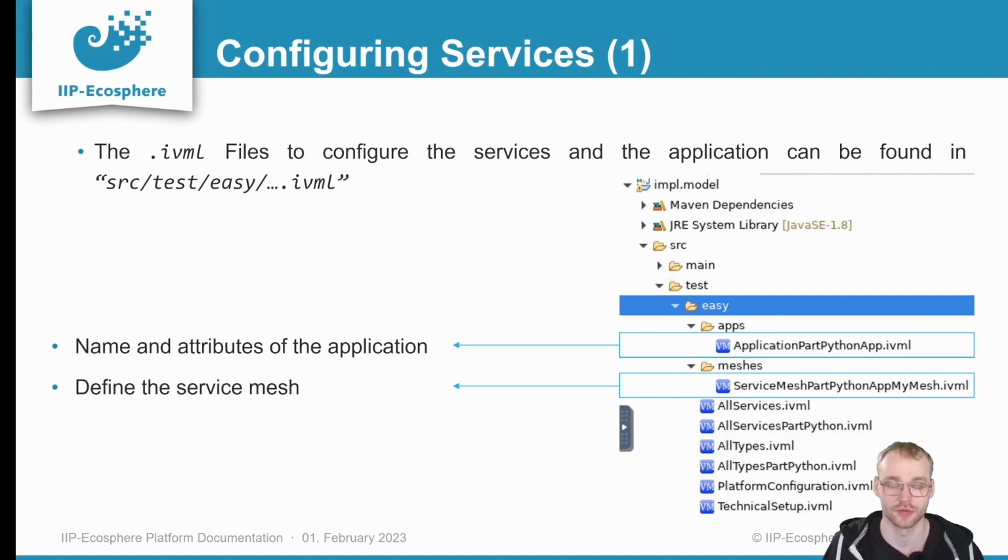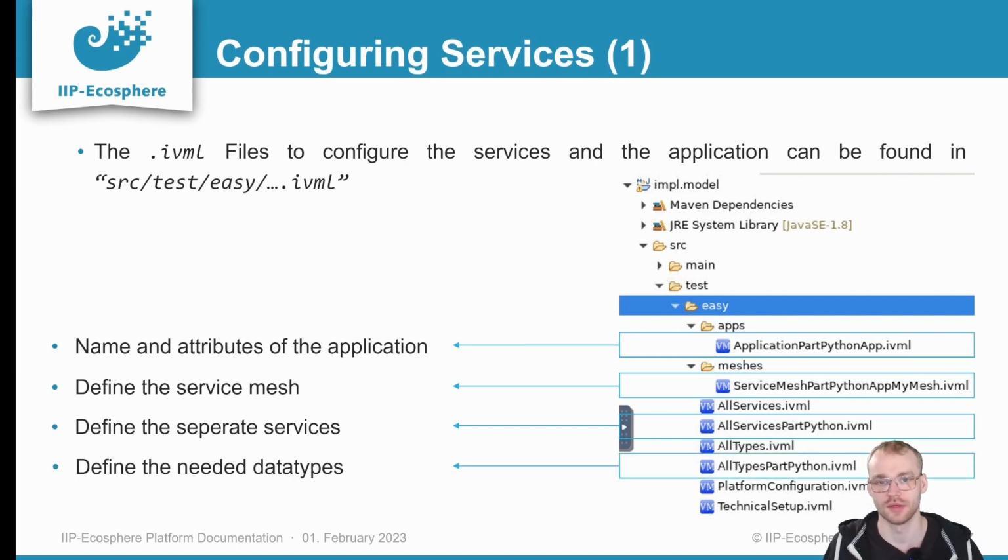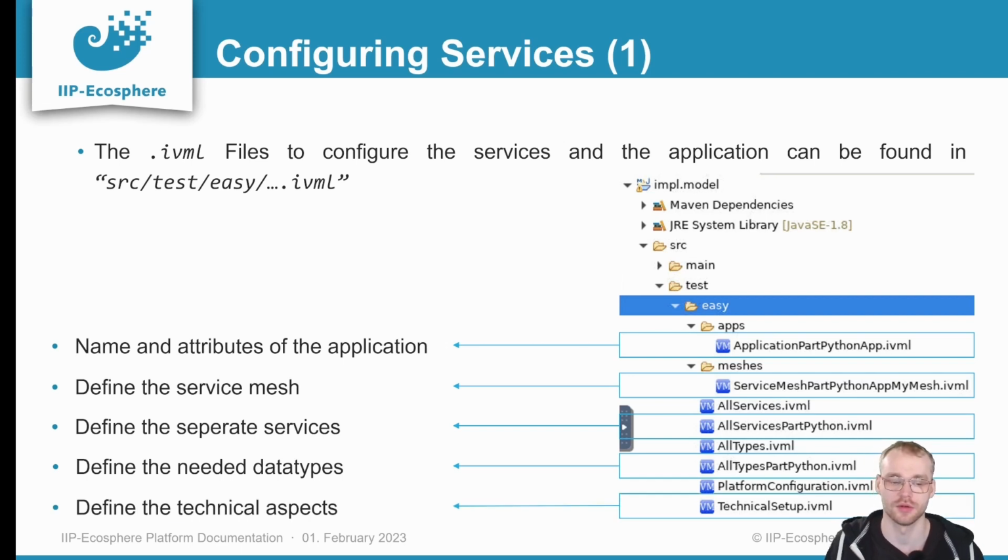The service mesh is influenced by the names of our services. The all service part Python file is the one we will be mostly working with. And we might need to look into the data types file in case we forgot about a name, and these will be relevant to defining the output for our services. Lastly, we might need to look in the technical setup, but the technical setup is mostly relevant for the installation.